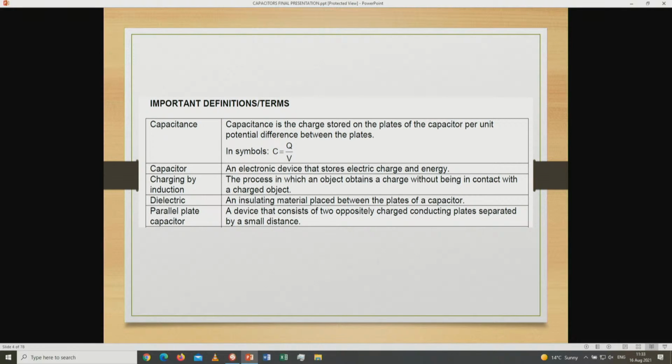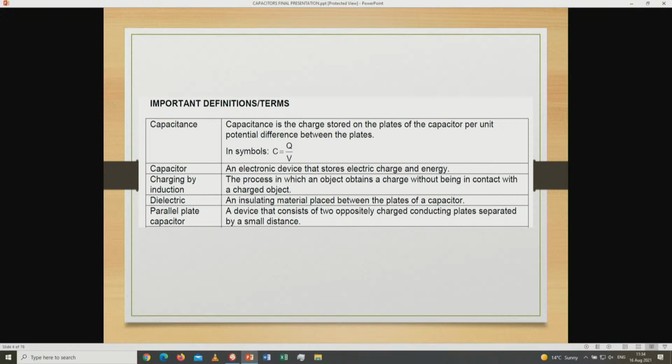Capacitor: an electronic device that stores electric charge and energy. Now, charging, what does charging by induction mean? It is a process in which an object obtains a charge without being in contact with a charged object. A dielectric is an insulating material placed between the plates of a capacitor. An insulating material tells you that it does not conduct electricity readily. Parallel plates is a device that consists of two oppositely charged conducting plates separated by a small space in between.